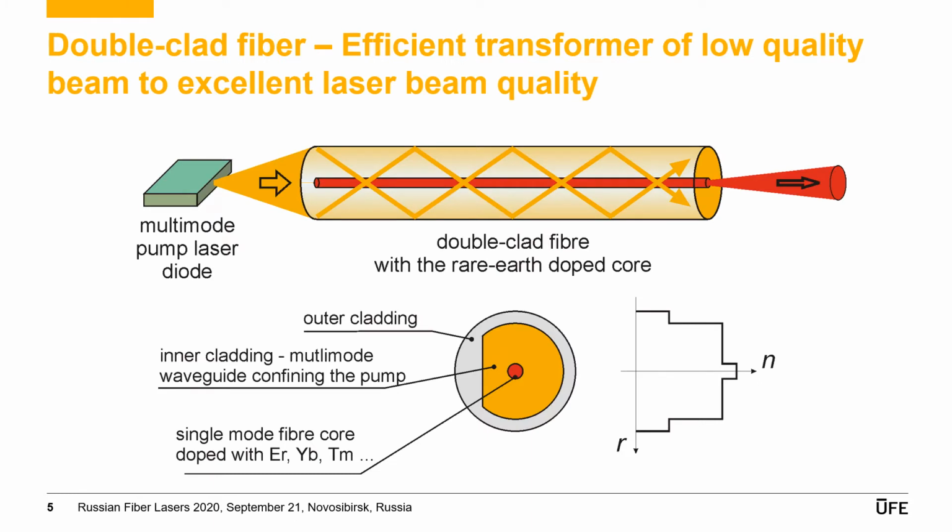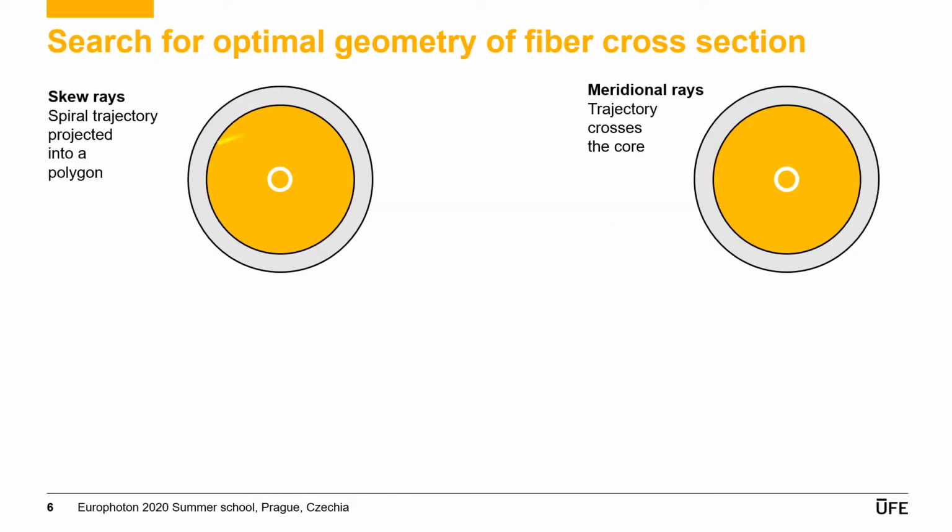So the double-clad fiber is an efficient transformer of a low-quality beam coupled into the broad inner cladding, and it transforms the energy to an excellent laser beam quality emitting from a narrow core that is doped with rare earth ions. In double-clad fibers we have two families of pump rays. One group is the so-called skew rays. They propagate around the core and never cross it, so they cannot transfer the energy of the pump to the core. The other group is meridional rays.